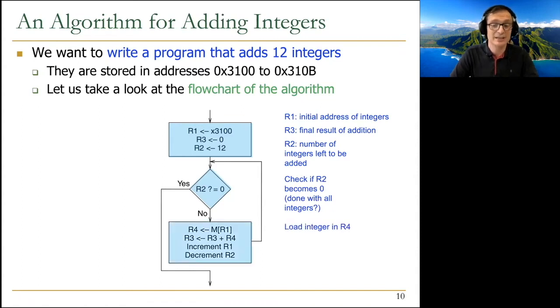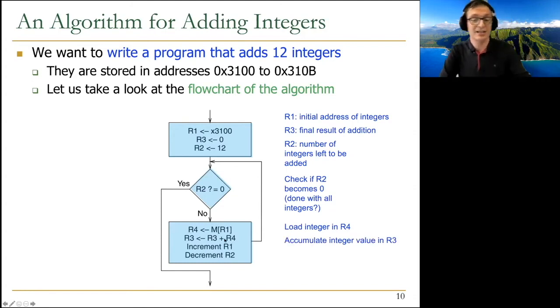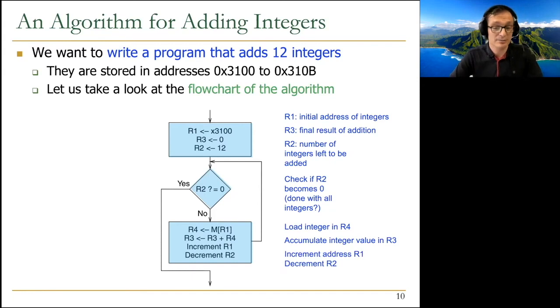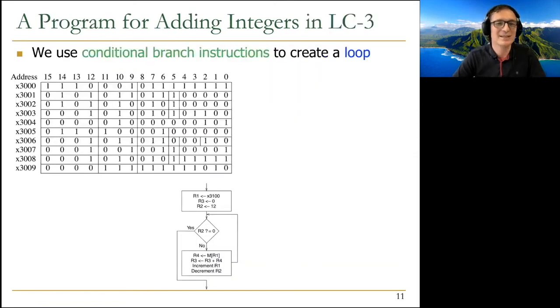If we're not done, we load the first integer into a register. Remember that R1 specifies the address, and that's doing the loading. And then we accumulate the integer value in R3, increment the address, and decrement the count of integers, basically. And then you keep looping. So hopefully this is very similar and simple, and you've already written some programs in your life, at ETH for sure. But if you're taking this course as the first course, then this may be your first program to actually write. But that's not true at ETH.